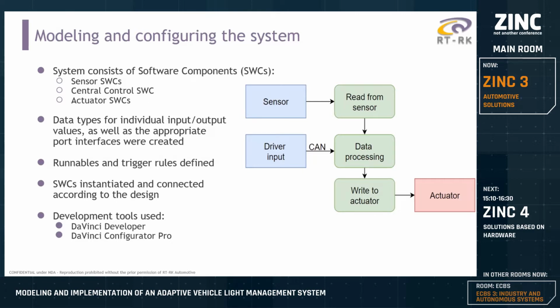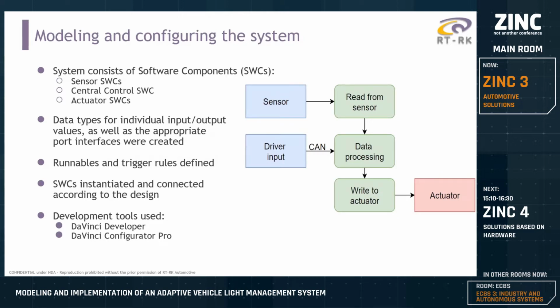They fall in one of 3 categories: sensor, actuator, or central control SWCs. For each of them, after we design them, the appropriate data types had to be created to store the data, and the port interfaces had to be created so that SWCs could communicate and transfer the data. Sensor components are used to read data from sensors. The central component uses that data to calculate the proper response, and actuator SWCs write data to the actuators, which then do something.